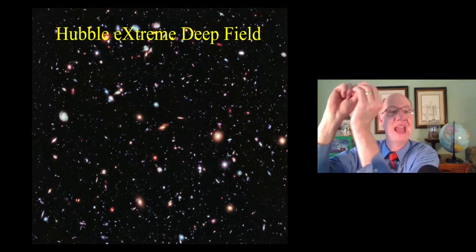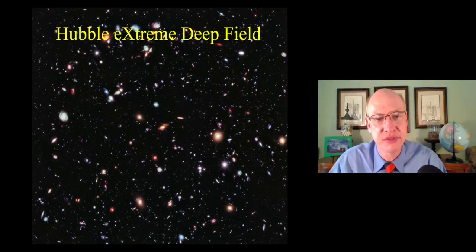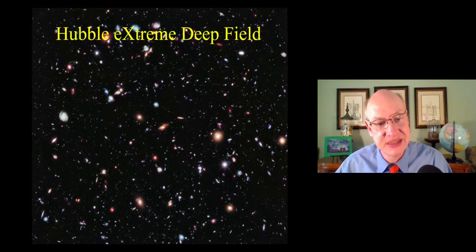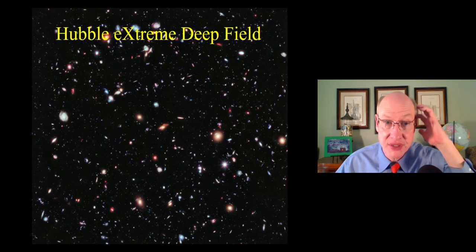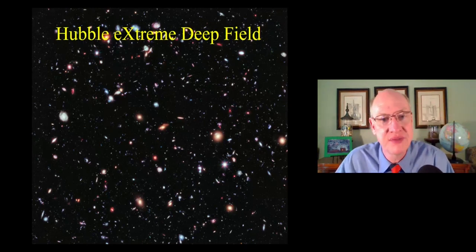It's a little tiny patch of the sky that Hubble spent many, many millions of seconds studying so that we could get this image. What's interesting about the Hubble Extreme Deep Field is that the vast majority of these objects are galaxies like our Milky Way. Only a couple of the things in this photograph are stars in our Milky Way galaxy.